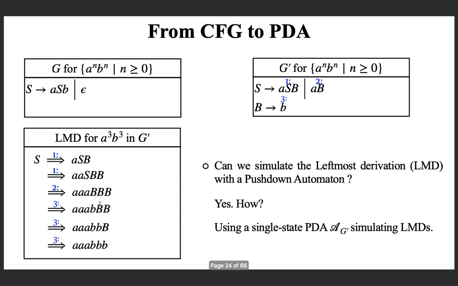So this is the idea. Use a single state pushdown automaton induced by this grammar. The grammar is assumed to be in GNF. So we are going to construct a single state pushdown automaton which can simulate the leftmost derivation of all the strings in the language of the grammar.